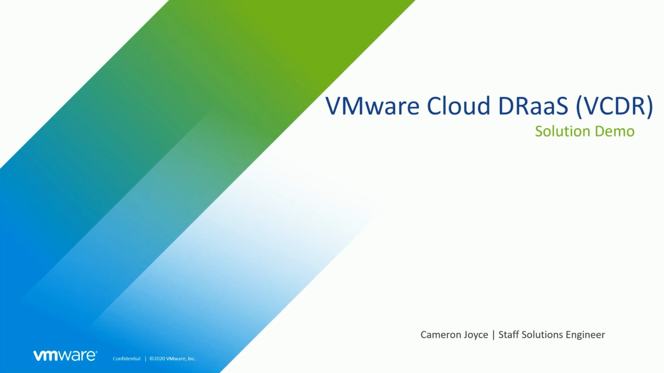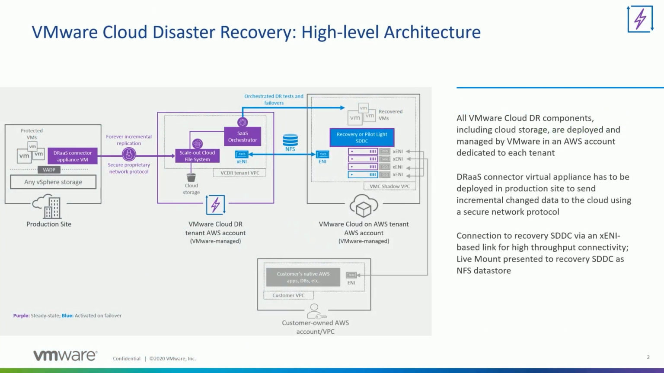We're not going to go through every piece of the solution. We're not going to look at things like setting up Direct Connect or site-to-site VPNs or HCX. There are enough other resources on how to do those things, and they don't differ for VCDR. So we're just going to focus on the core services. To get into this, let's take a look at the architecture of VMware Cloud Disaster Recovery.